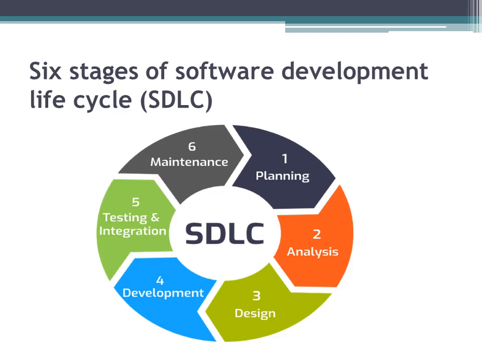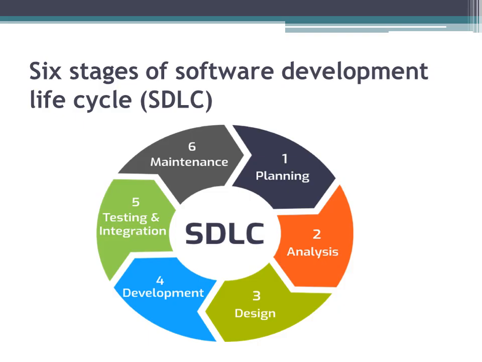And the second is analysis. At this stage, the team will analyze the functional requirements of the system. So, the team will conduct an analysis to find out what the business problem is, what the business target is, what the main goal of software development is, and what the function of the software to be developed is.